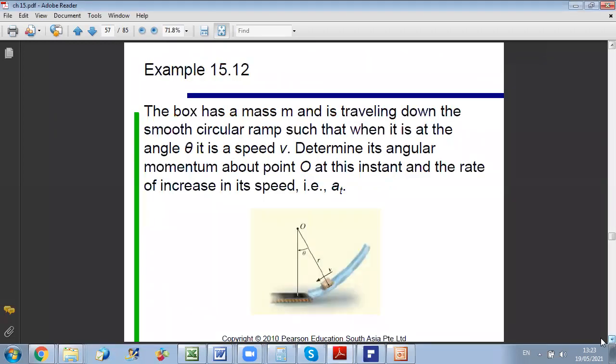Let us see a small example on how to use this concept. We have a box of mass m traveling down a smooth circular ramp such that when it is at the angle theta, its speed is v. Determine its angular momentum about point O at this instant and the rate of increase in its speed. So in this problem, we want to determine, using the angular momentum concept, what is AT.